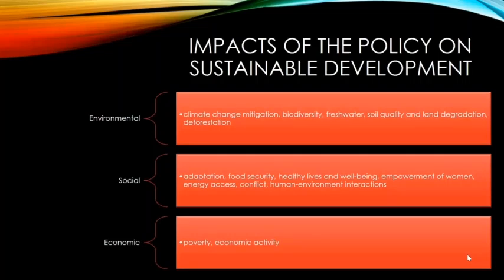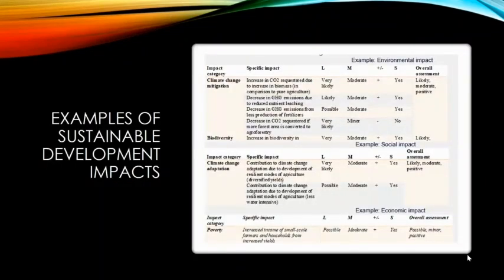And then these are some of the impact categories of sustainable development, the 3 main categories being environmental, social, and economic. These are the ones that would fall under those. Under environmental, it included climate change mitigation, biodiversity, freshwater, soil quality, and non-degradation. The same for social and economic. These are the different categories that were applied for our assessment for the agroforestry policy. And then these are just some examples of how these were assessed.